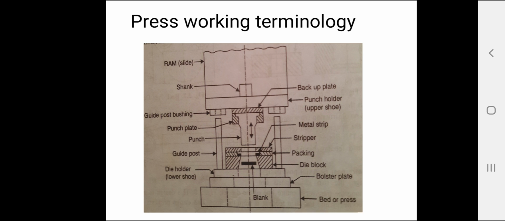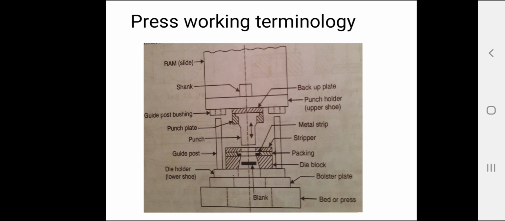For coining and squeezing operations which require very large forces, a knuckle joint mechanical press is ideally suited. Hydraulic presses, which are slower and more powerful, can also be used for these operations. Hydraulic presses are also better adapted to pressing, forming and drawing operations, which are basically slow processes.